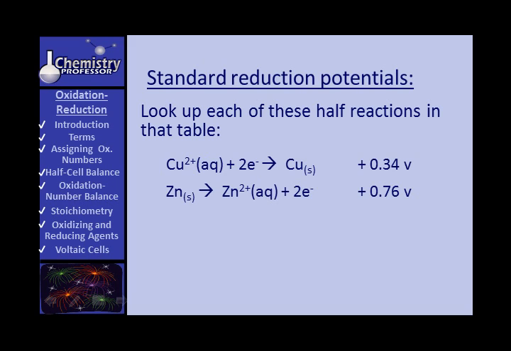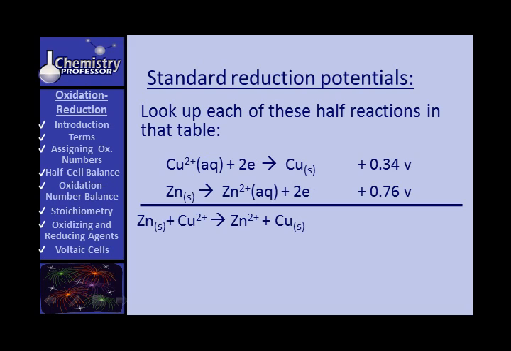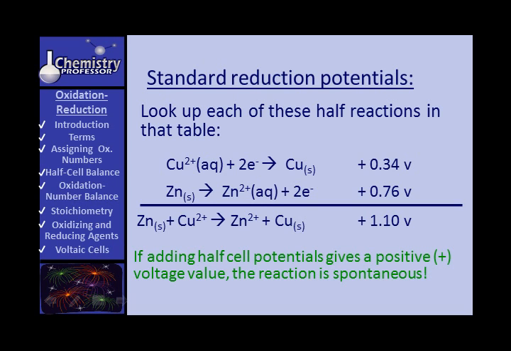Therefore, when you add up these two reactions and their voltages, you're going to get zinc metal reacting with copper ion, giving you zinc ion plus copper metal, and the voltage is going to be 1.10 volts. Anytime you can add the half cell potentials and get a positive voltage, that reaction is going to occur spontaneously. If you add up two half cells and get a negative voltage, then you have to input power to get the reaction to go that way. It's spontaneous in the other direction.